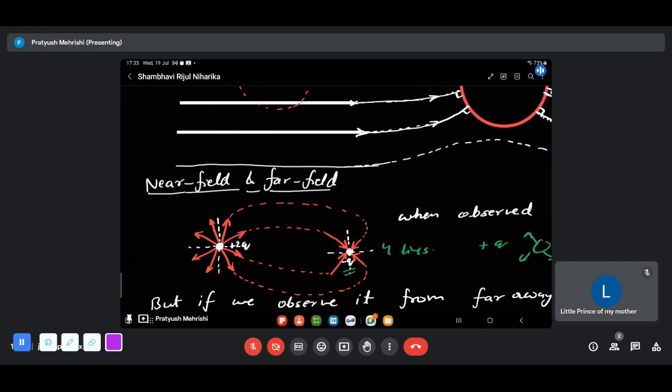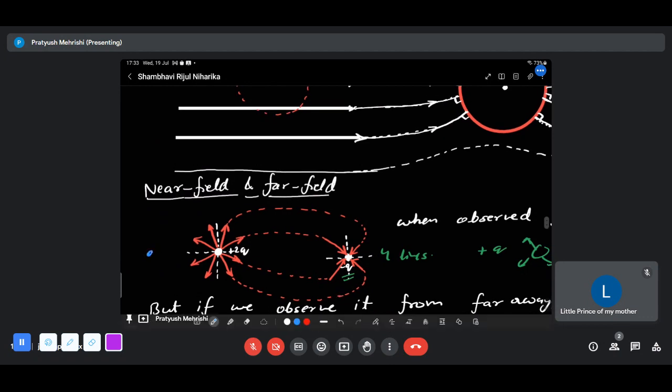From a farther point of view, like from one kilometer distance, we will see these 2 point charges as a single point. Like these 2 points are there. Let us say if you are going very, very far, then these two points will become one. You will see them as one single point.